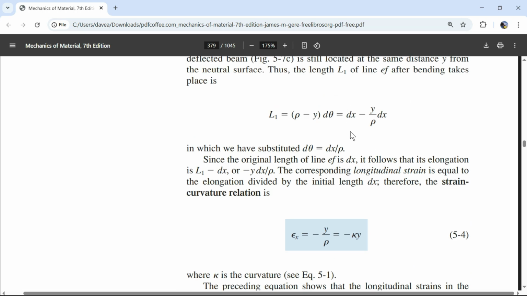So now let's talk through that again. The length at EF is this equation. This is length final. The original length was dx. So we're going to subtract length final minus length initial: this minus dx. The dx's will cancel, and we just have this, negative y rho dx. That's the change in length. Strain is change in length divided by original length, so we divide this by the original length of dx. The dx's cancel, and strain is negative y rho.